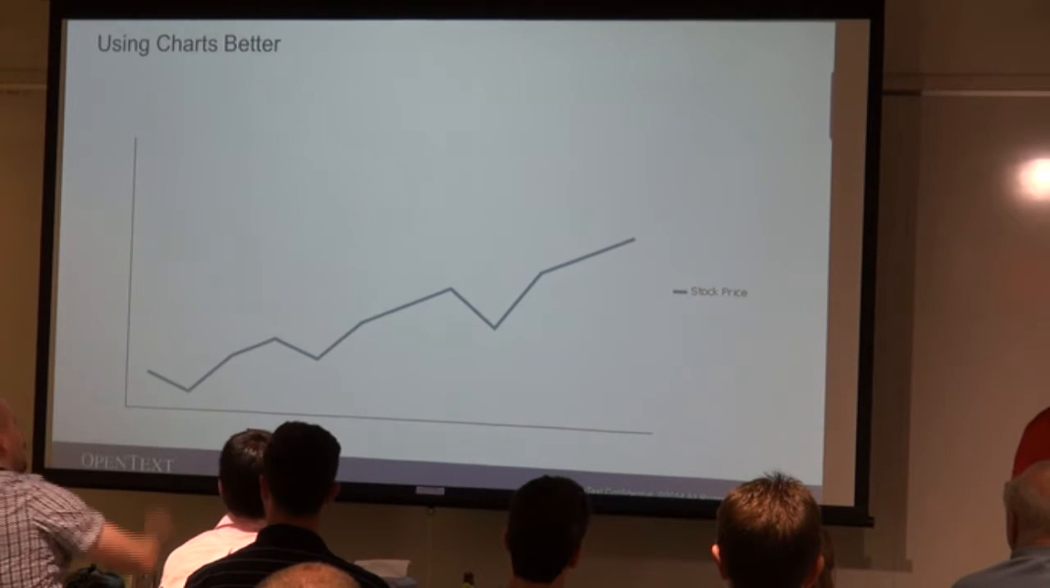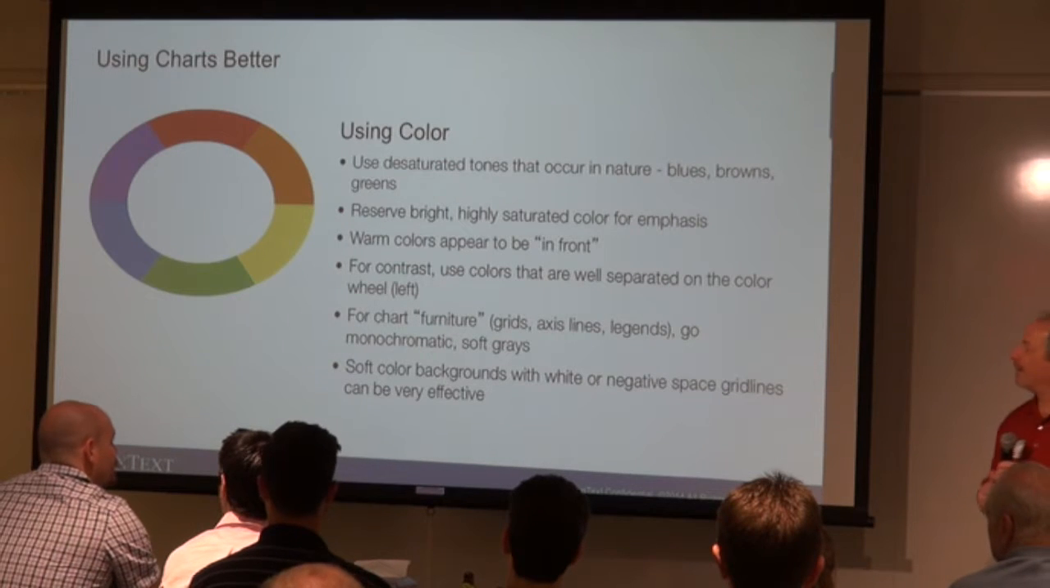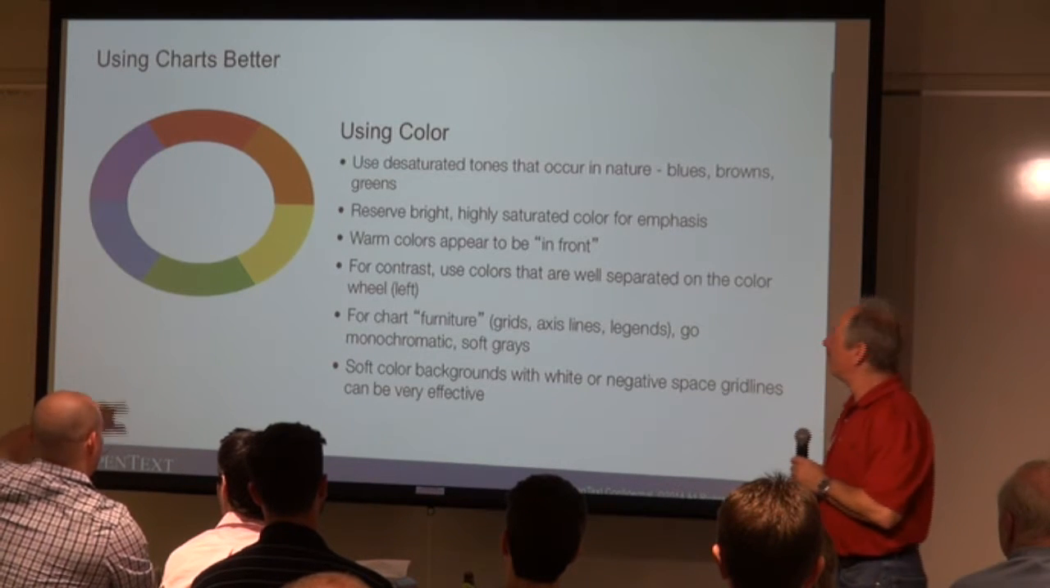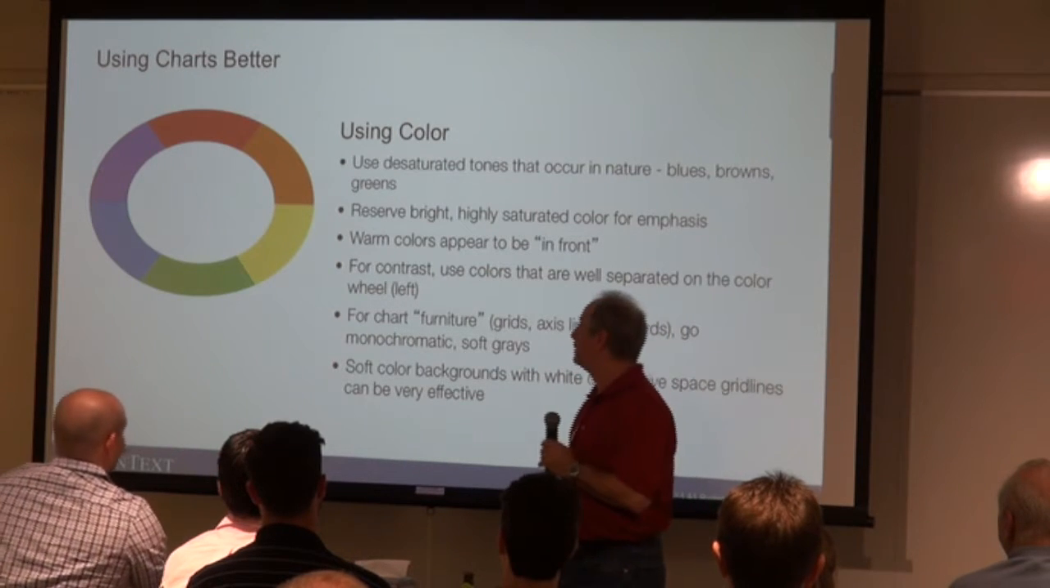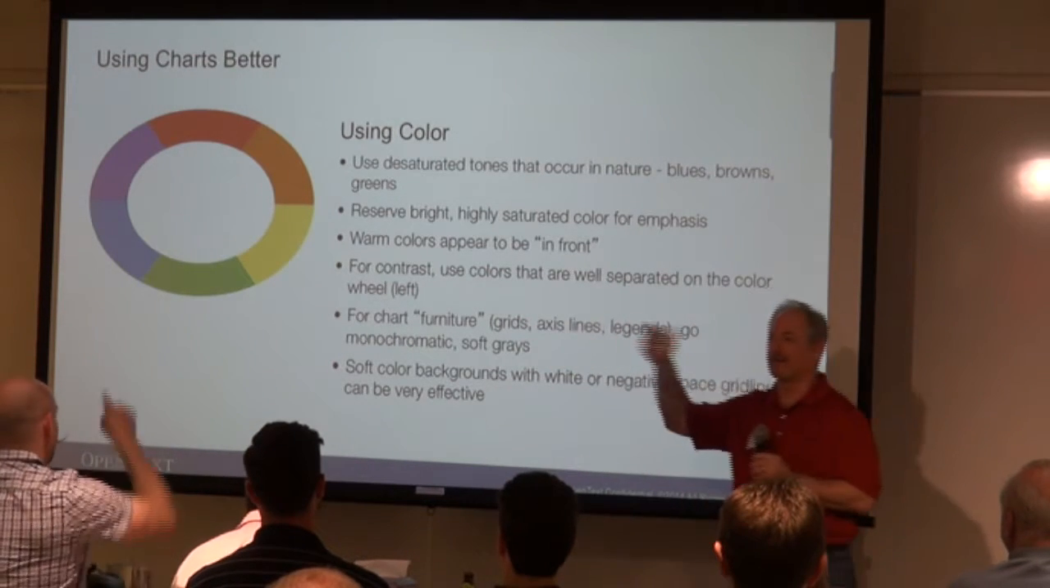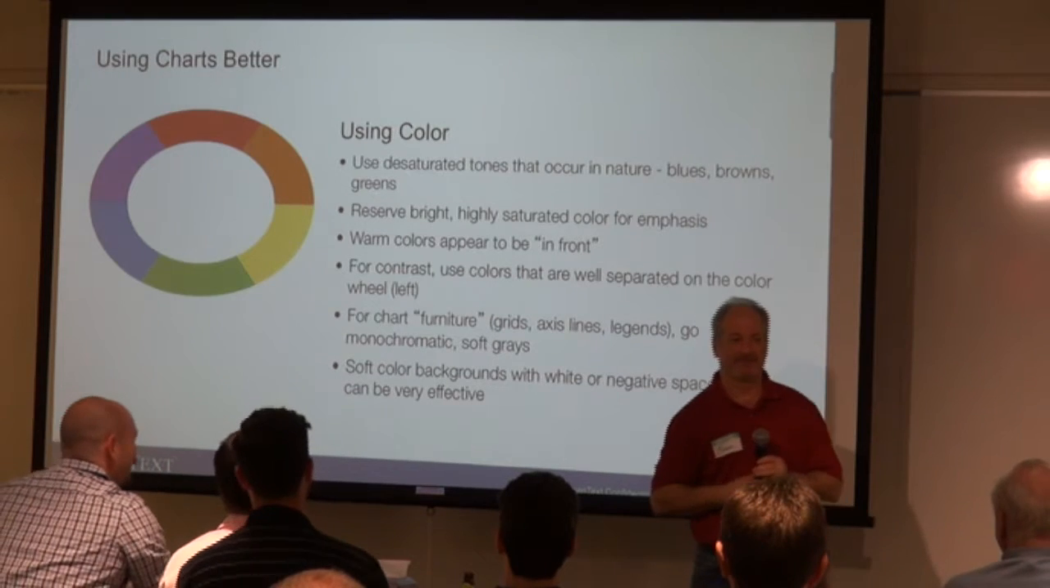Yes? You said that pie charts are a bad representation, you said don't do pie charts. Correct. Then you have a pie chart. That's not a pie chart, that's a color wheel. Donut. That's a color wheel. But it's a pie chart with it. It's a color wheel.